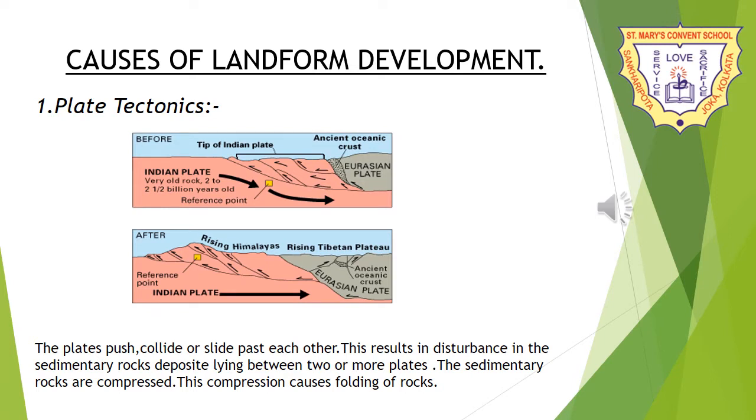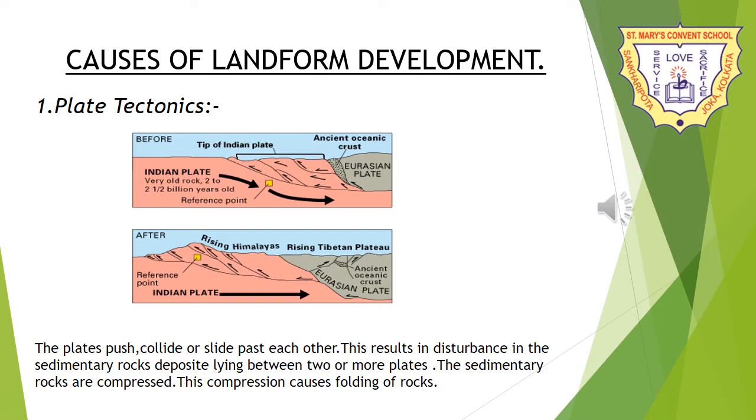Now here are the causes of landform developments. The first cause is plate tectonics. The plates push, collide or slide past each other. This results in disturbance in the sedimentary rock deposit lying between the two or more plates. The sedimentary rocks are compressed. This compression causes folding of rocks and leads to a fold mountain.